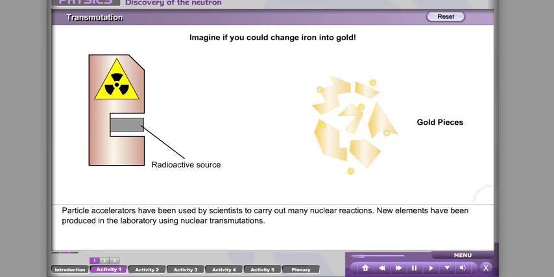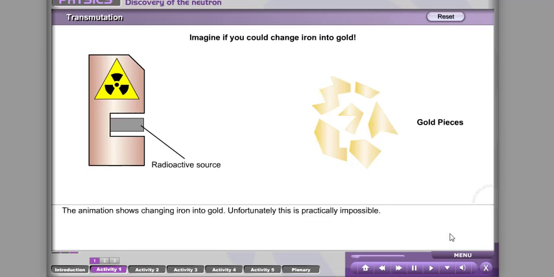Particle accelerators have been used by scientists to carry out many nuclear reactions. New elements have been produced in the laboratory using nuclear transmutations. The animation shows changing iron into gold. Unfortunately, this is practically impossible.